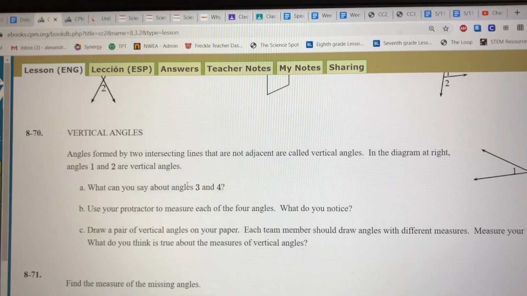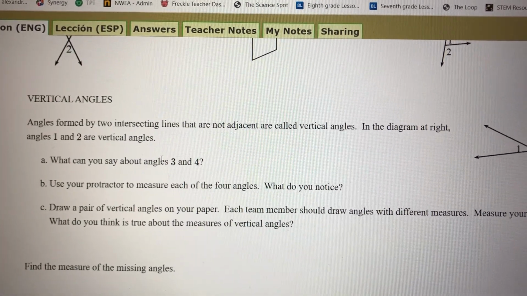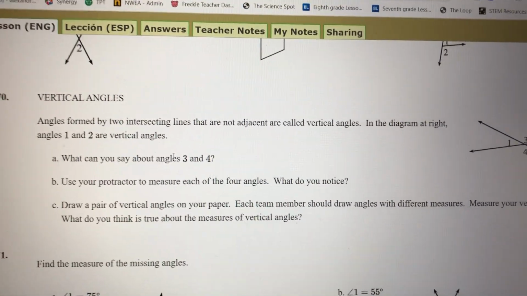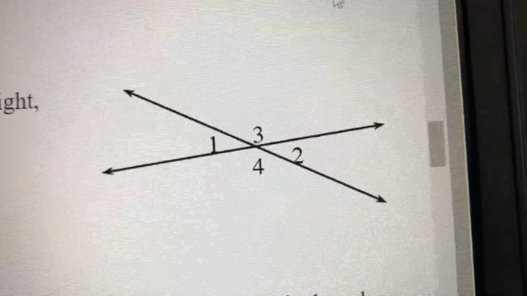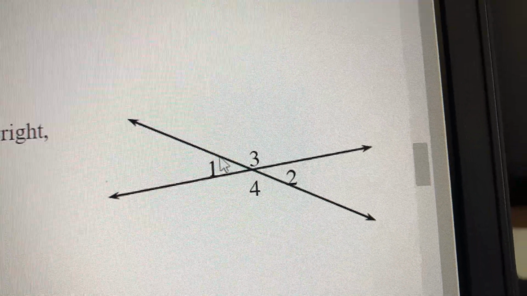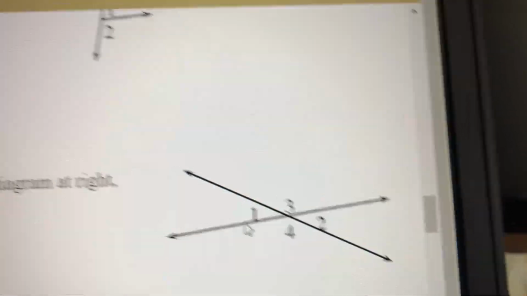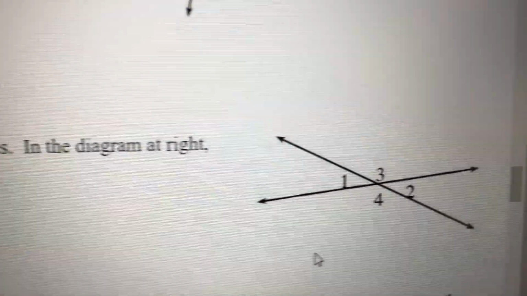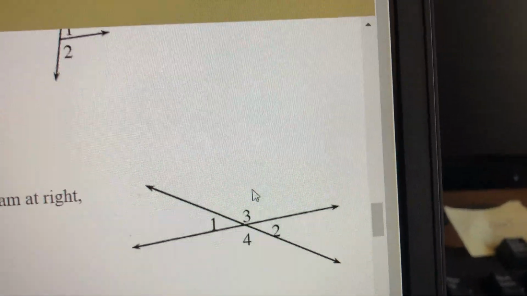Okay, now a new type of angle is a vertical angle. Angles formed by two intersecting lines that are not adjacent are called vertical angles. In the diagram at the right, angles 1 and 2 are vertical. So here's angle 1, here's angle 2, and those are called vertical angles. So they're like opposite. What can you say about angles 3 and 4? There's 3 and there's 4. Those are also vertical angles.